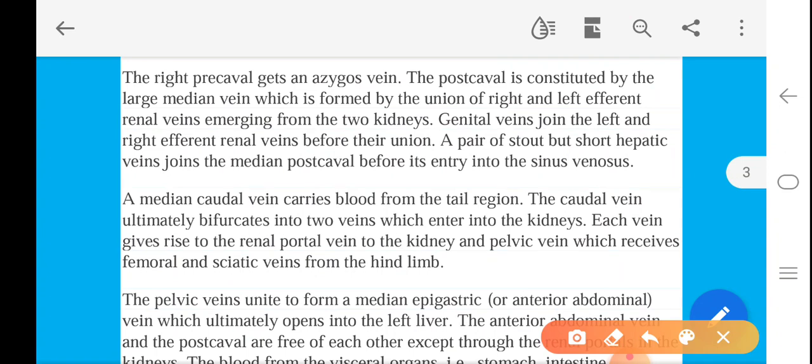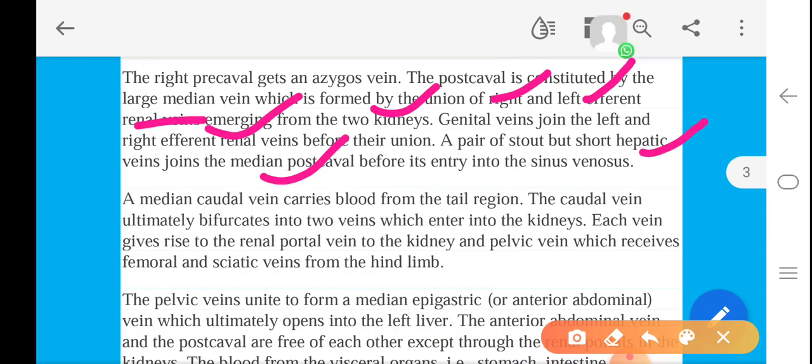The postcaval is constituted by the large median vein, which is formed by the union of right and left efferent renal veins, emerging from two kidneys. Genital veins join the left and right efferent veins before their union. A pair of stout but short hepatic veins joins the medial postcaval before its entry into the sinus venosus. A median caudal vein carries blood from the tail region.